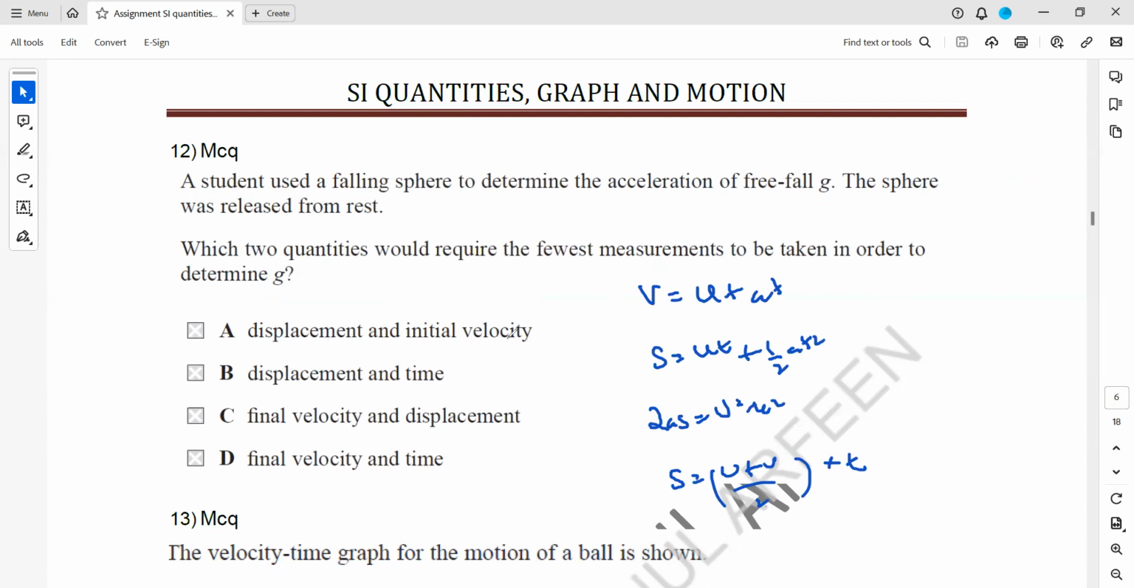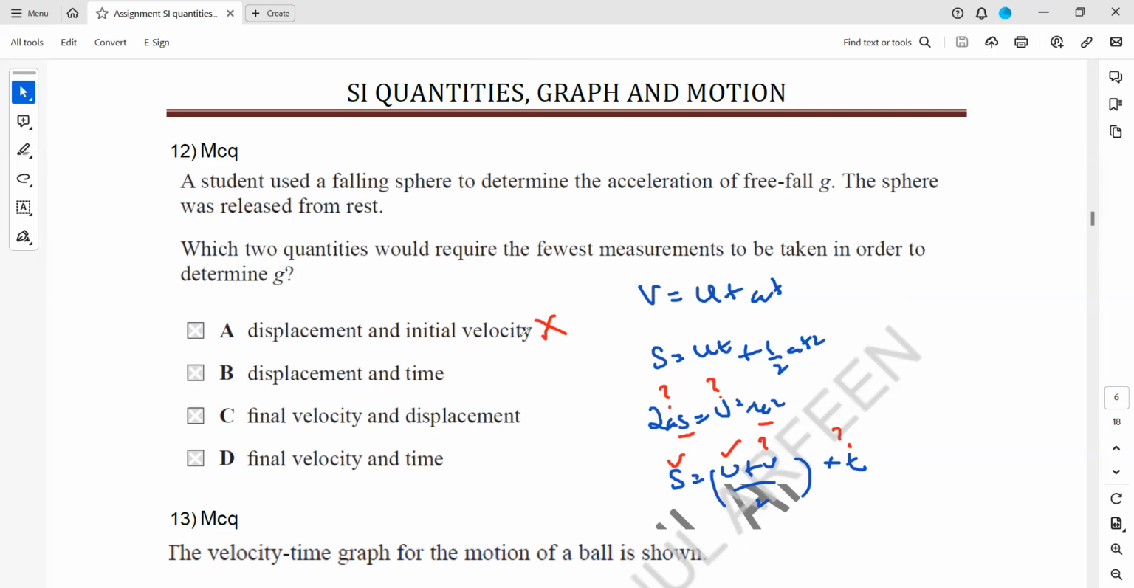So if we have displacement and initial velocity, we cannot use it directly, because in this formula we have the displacement and initial velocity, but two unknowns are there, acceleration and the final velocity, so we cannot use this. Here we have the initial velocity and displacement, but again two unknowns are there, the final velocity and time, and here acceleration is not involved. We want to calculate the acceleration of free fall.